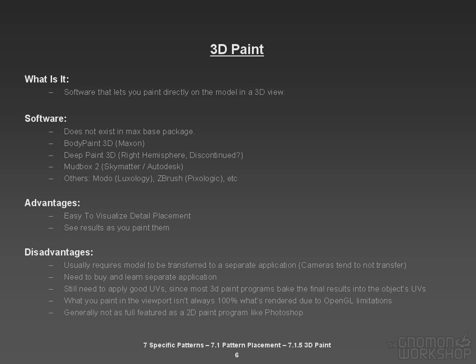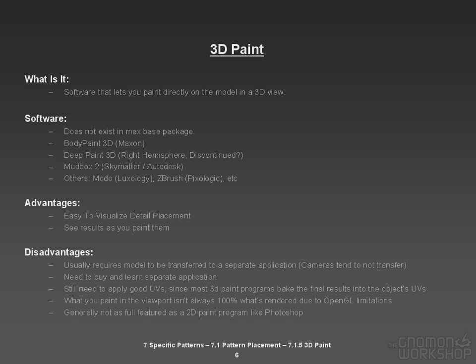Next is you probably still need to apply some good UVs to your object, because most 3D Paint programs bake the final painted result into the object's UVs. So even though you're using 3D Paint, you'll probably still have to set up some specific UVs for your object.